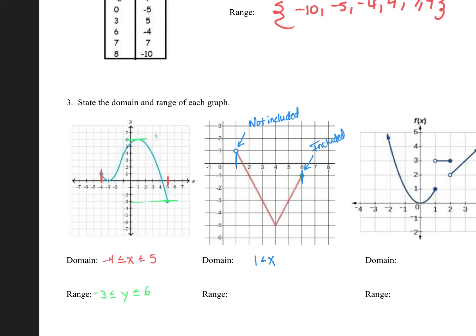Again, we're not including 1, so it doesn't get the inequality of equal to, and it's less than or equal to 6. For our range, bottom to top, our first y value is at -5, and it goes all the way up till a y value of 1. Again, at 1, it's not included, so we'll make note of that. And it's bigger than or equal to -5, less than 1.